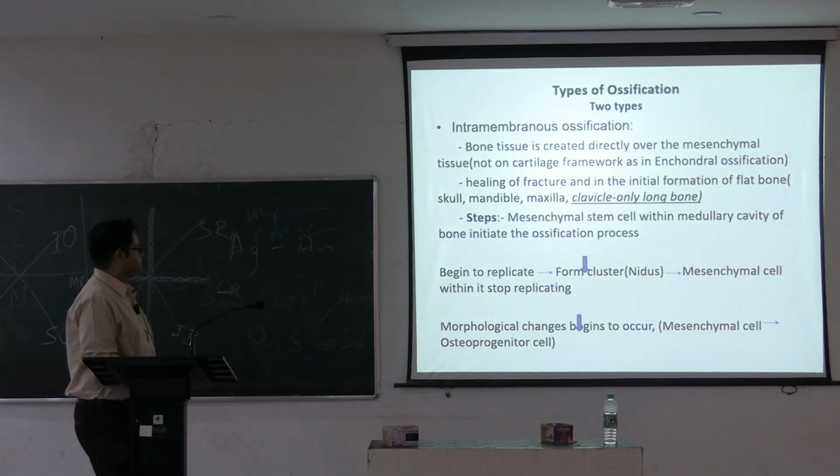Now, coming to the types of ossification, there are two types that we'll see here. The first is intramembranous ossification, where the bone tissue is created directly over the mesenchymal tissue, and this is how the healing of a fracture occurs, and the initial formation of flat bones. Which are the flat bones? An example: the skull bones, the mandible, maxilla, and the clavicle, which is the only long bone that has intramembranous ossification.